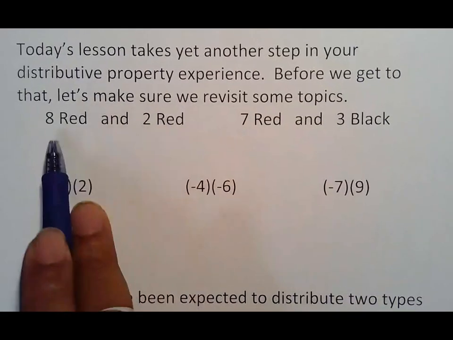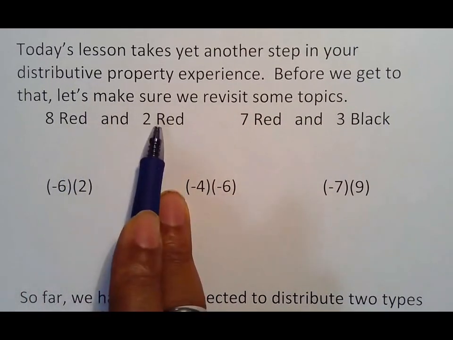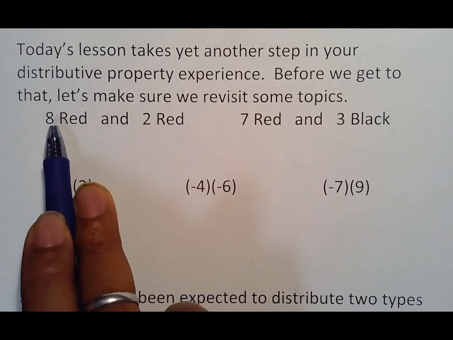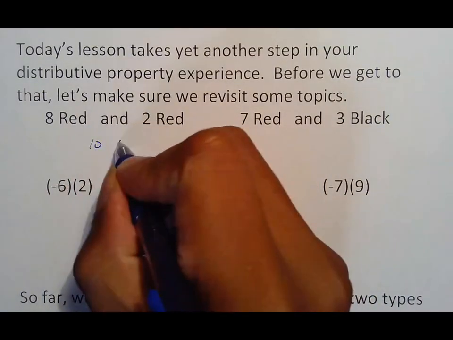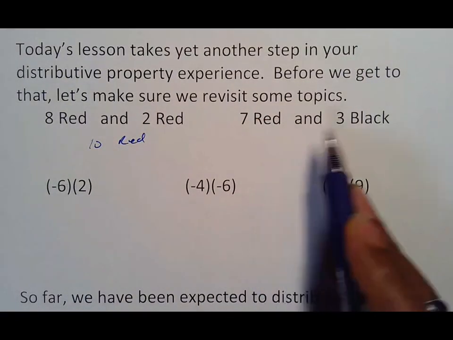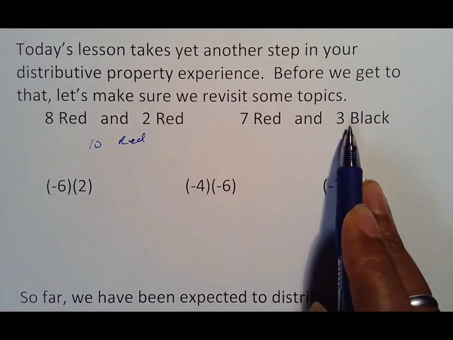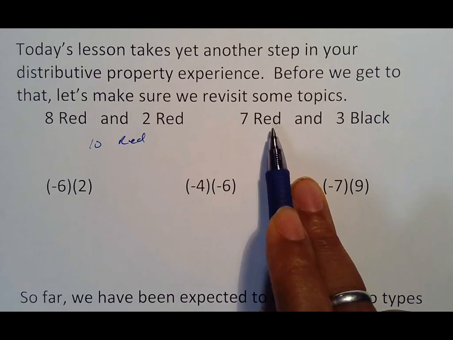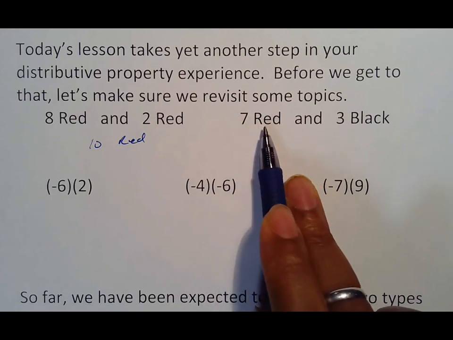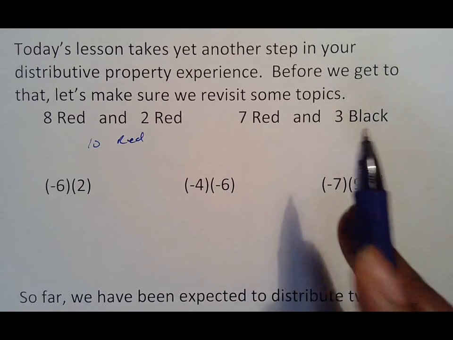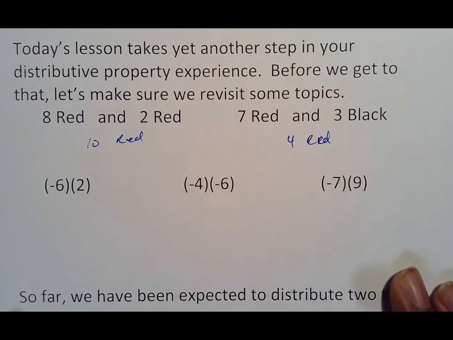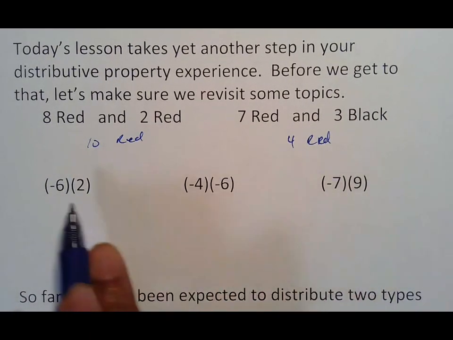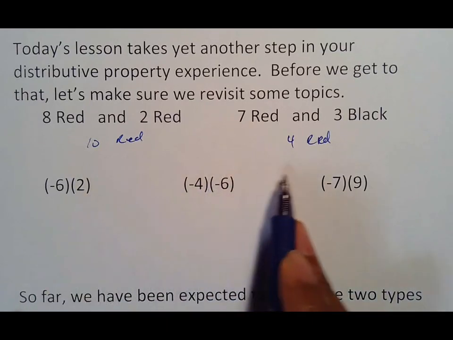Remember that on this thing, if they're both the same color, we add them together. So 8 points for red and 2 points for red makes 10 points for red. If they are different, they actually compete, and the team with the most wins the game. So the red team is going to win by what, 4? And so there's that. The other part was when you multiply, if the signs are different, it's negative. If the signs are the same, it's positive.